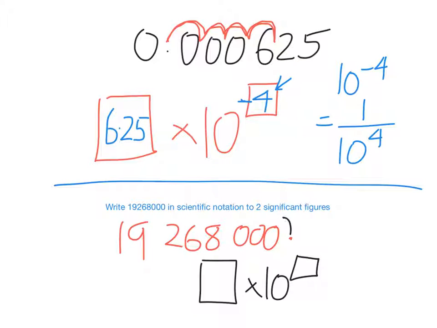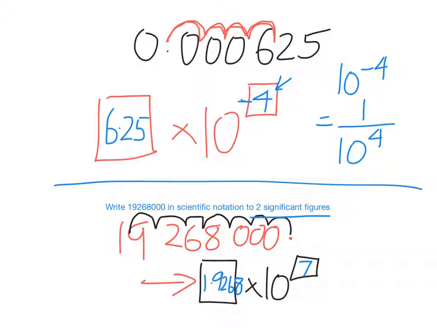I move my decimal point 1, 2, 3, 4, 5, 6, 7 spots. Now the number is between 1 and 10. It's 1.9268. Because I moved it 7 spots, I put a 7 here, but it's not negative 7 because I moved to the left. Now to do it to two significant figures, I just look at the decimal here, and I change that to two significant figures.